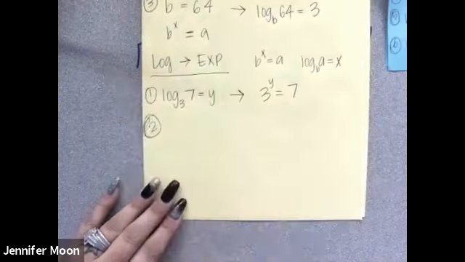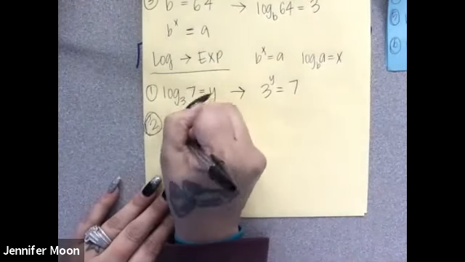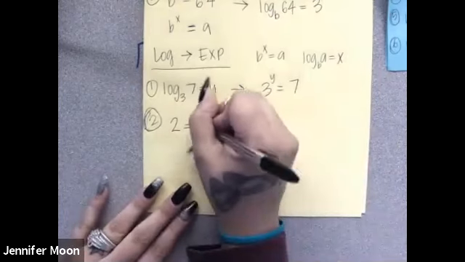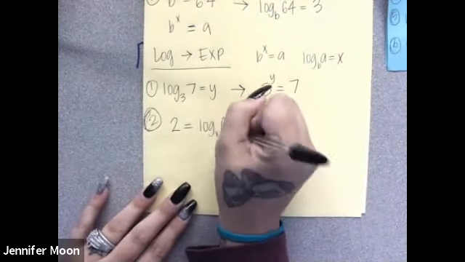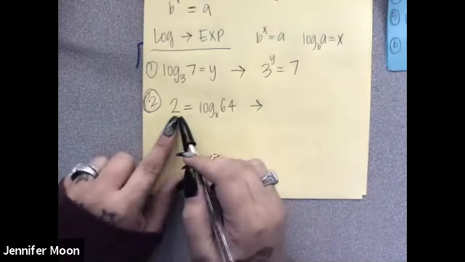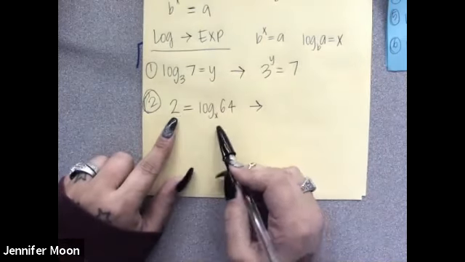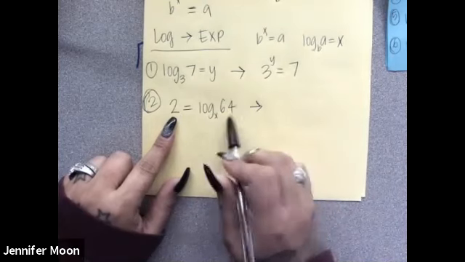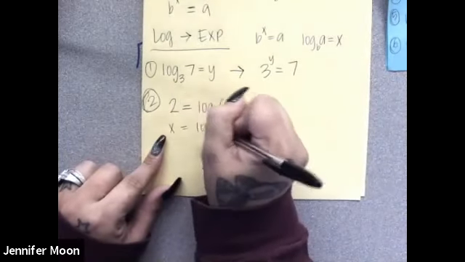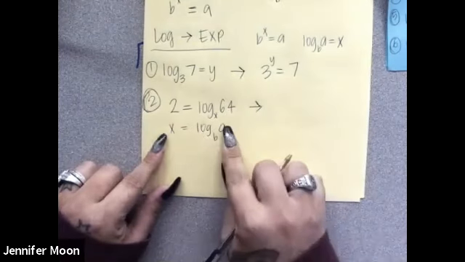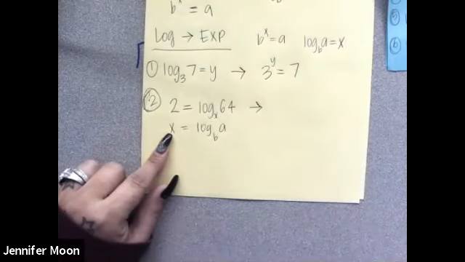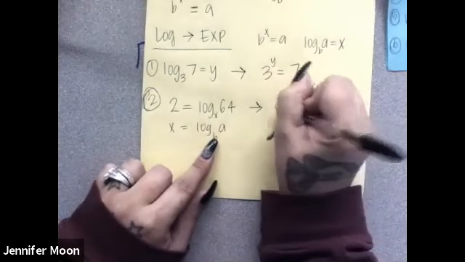Let's do this one. 2 equals log base x of 64. I'm writing it in logarithmic form, but I have it kind of switched in a way. Looking at this, my x is 2, my b is x, and my a is 64, right? I'll write log base b of a equals x. So x is 2, my b is x, my a is 64. Writing it in b to the x equals a, b is the variable x.